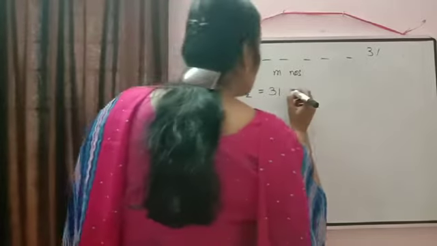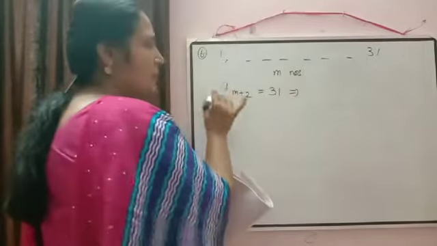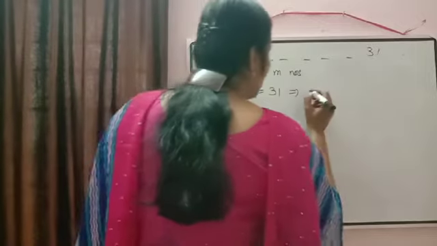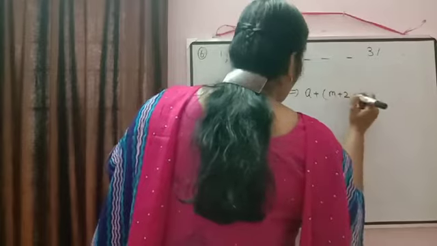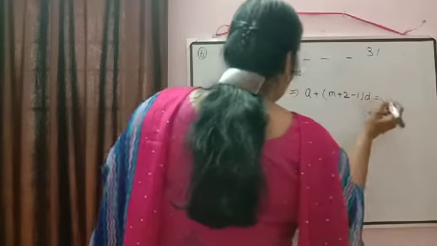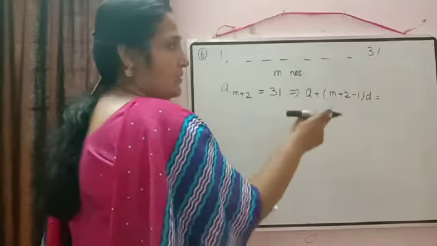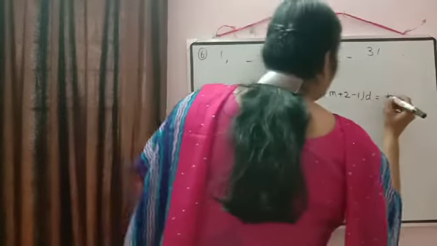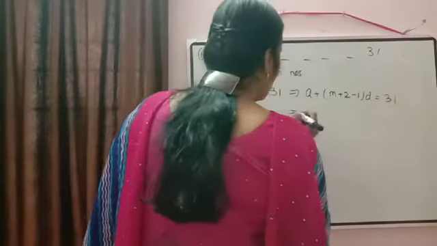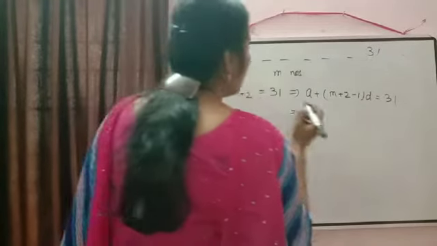Now we can substitute the value according to the formula. A_(M plus 2) will be equal to A plus (M plus 2 minus 1) into D. A plus (N minus 1) into D, in place of N we have M plus 2, is equal to 31. Now A is given, substitute the value there.